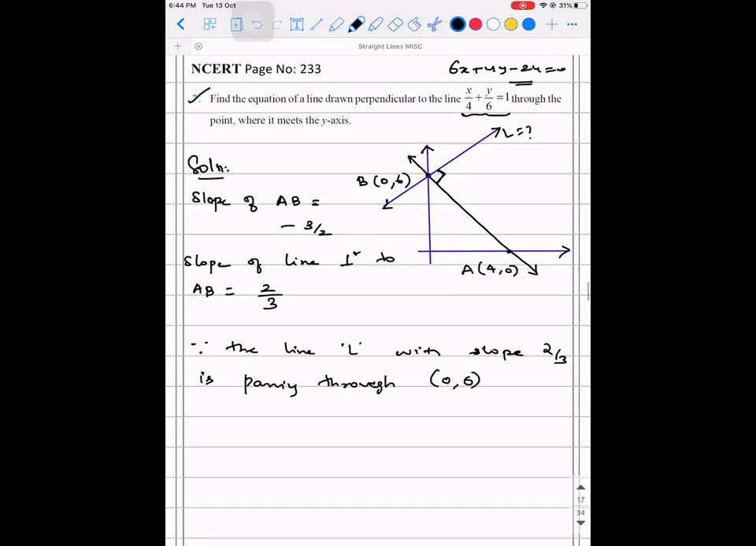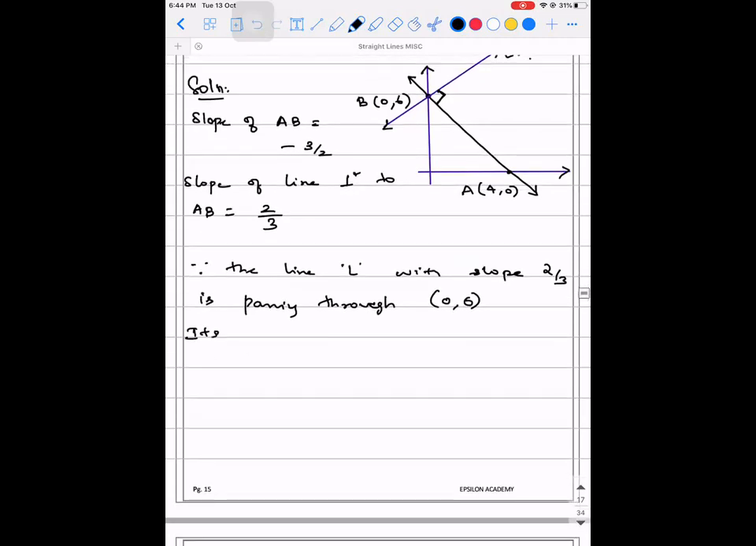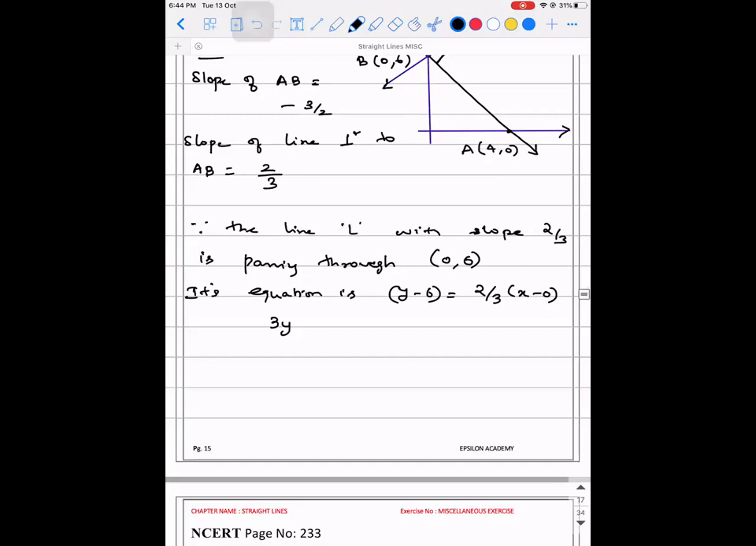0, 6. Its equation is what? y minus y1 is equal to m into x minus x1. So 3y minus 18 is equal to 2x, which implies 2x minus 3y plus 18 is equal to 0. This is the required equation.